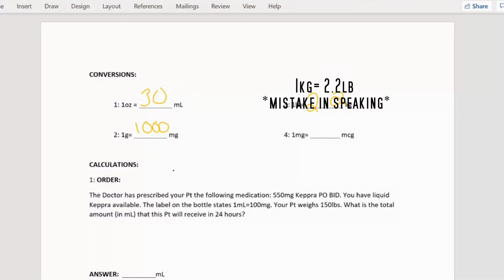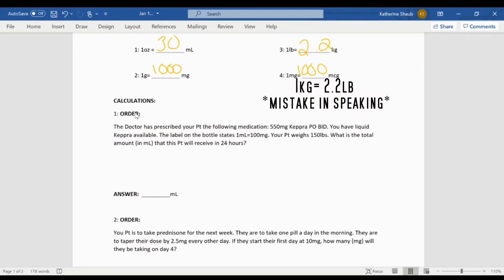And lastly, another conversion of micrograms and milligrams. 1 milligram equals 1,000 micrograms. Okay, so now we are going to go into our calculations, and first we are going to do number 1, of course.